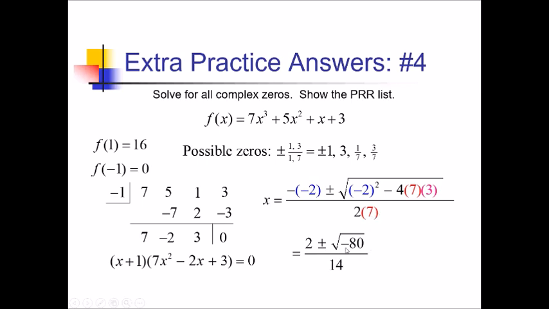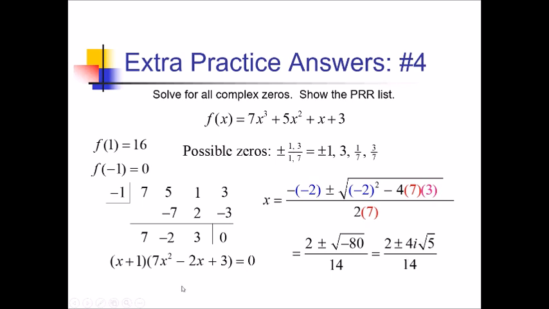Now, -80 I can break down a little further. I'm going to have to take an i out because I have a negative in there. I can also split 80 up into 16 times 5. So square rooting the 16 gives me 4 radical 5, and I have that i out there. So we have 2 plus or minus 4i radical 5 when all is done on that simplifying. I can still simplify a little bit more, but I'm going to wait for my final answer to do that.